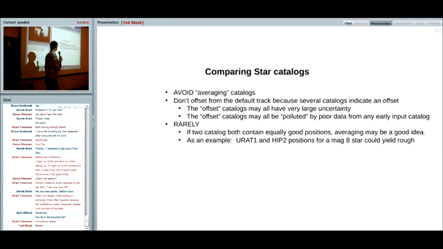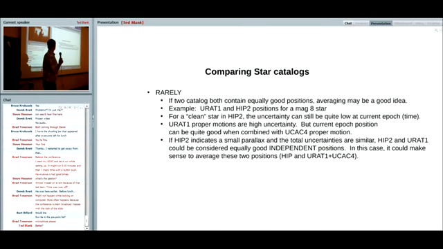and I wouldn't offset from the default track just because several catalogs indicate they have an offset. They may all have large uncertainty, and they all could be polluted by some ancient catalog that they all happen to use. Some early Yale survey catalog that threw the proper motion way off when, in fact, a more current survey had a better assessment of that. And as I talk about down here below, rarely, if the two are very equal, then you might actually try to average them. Here I had URAT1 and HIP2 as an example of two I would average. So, next slide.